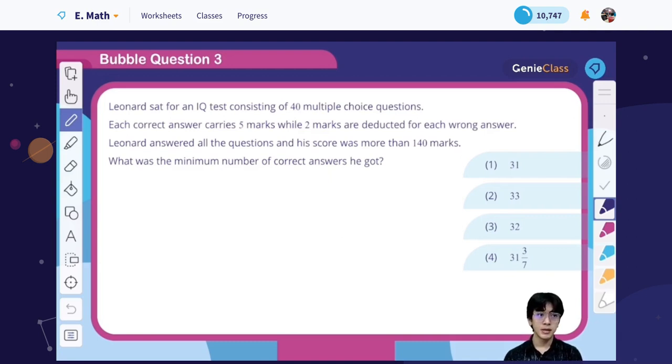Ten seconds left. And 3, 2, 1, time's up.